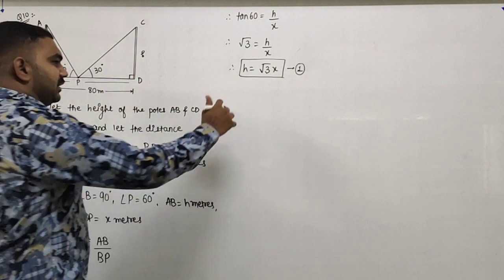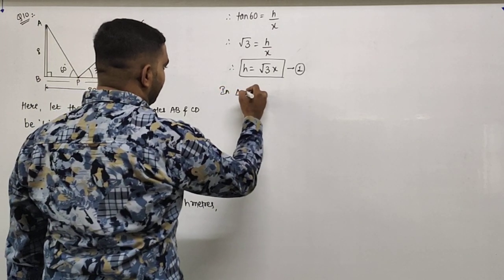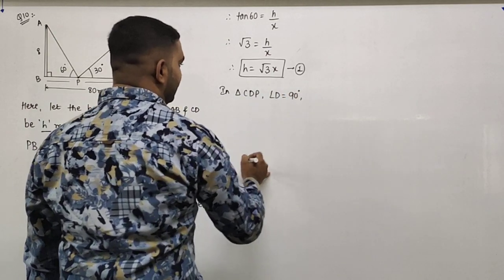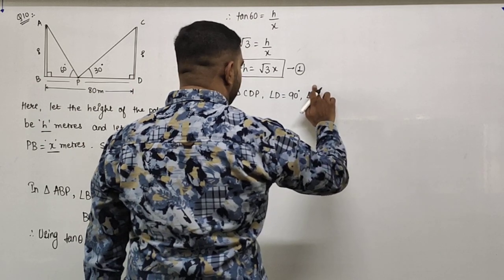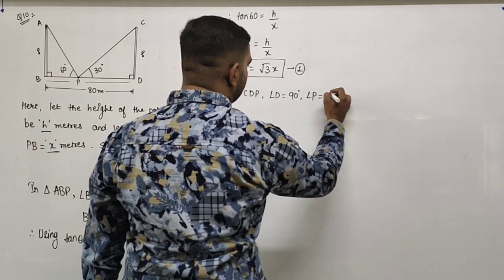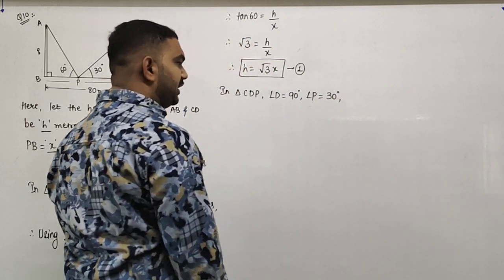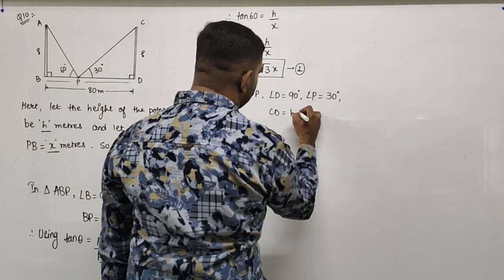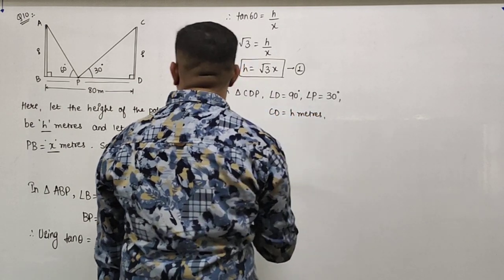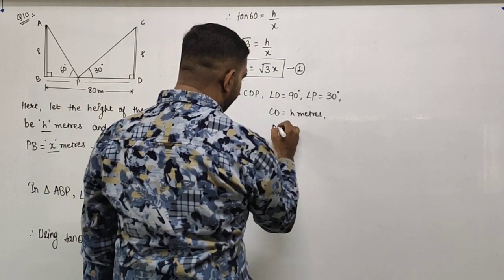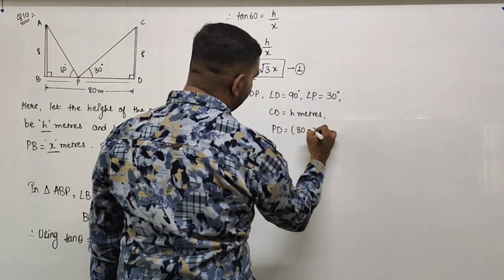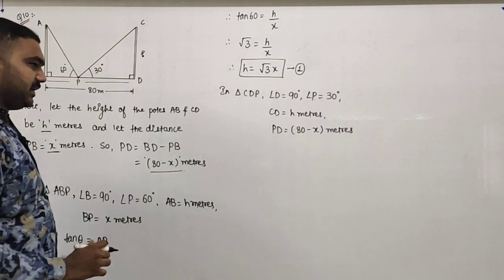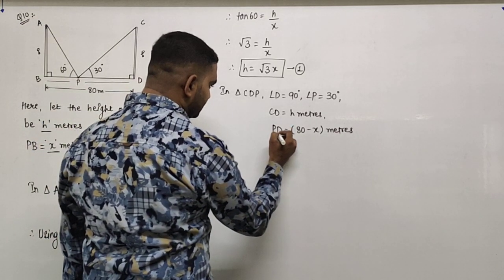Okay. Now similarly in triangle CDP, angle D is equal to 90 degree, angle P again is equal to 30 degree, CD is equal to h meters, and PD, we have found out, is 80 minus x meters.